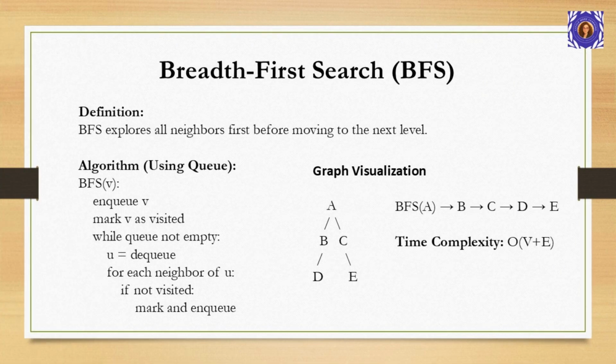Now let's contrast DFS with breadth-first search, which takes a completely different exploration strategy. If DFS is like exploring a maze by going as deep as possible, BFS is like spreading out from your starting point in all directions simultaneously. It's the explore all neighbors first approach. BFS explores all vertices at distance k from the source before exploring vertices at distance k plus 1. This level-by-level exploration has profound implications for shortest path finding in unweighted graphs.